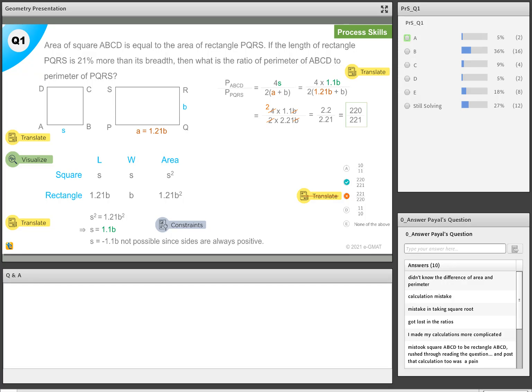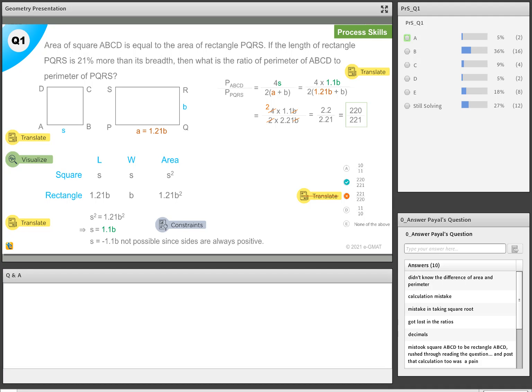Okay, mistook square ABCD to be rectangle ABCD, rushed through the reading question and post that calculation too was a pain. Absolutely. And see, I'm so happy that you guys are writing such precise statements, because as you write these precise statements, that's where the learning comes from, because that's when I can tell you why is it that you're faltering, what is it that you need to build your skill.